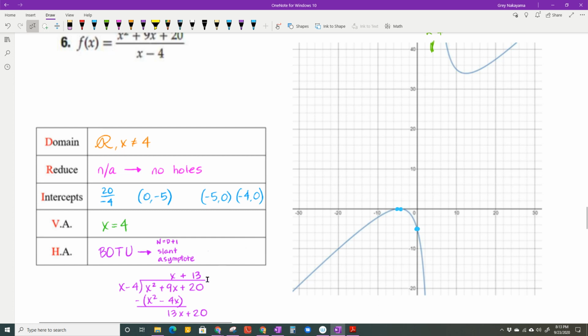Well, the nice thing about these problems, y'all, is this is all that we care about. We don't care about the remainder. So my slant asymptote is y equals that quotient. Y equals x plus 13.